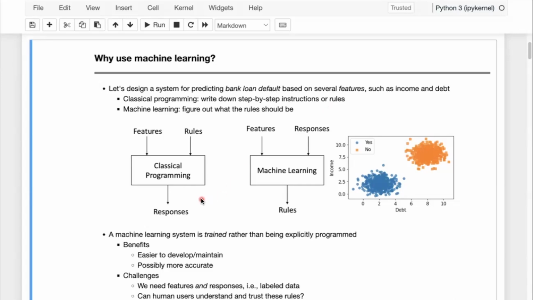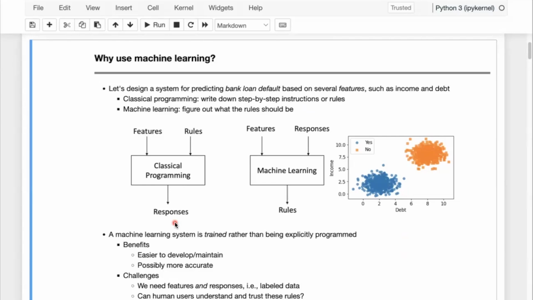As you can see, this is shown in this case where you have your features, including income and debt, and the rules that you have found, and now you use these to find these responses. And in this case, we can think of this as a simple binary case, yes or no.